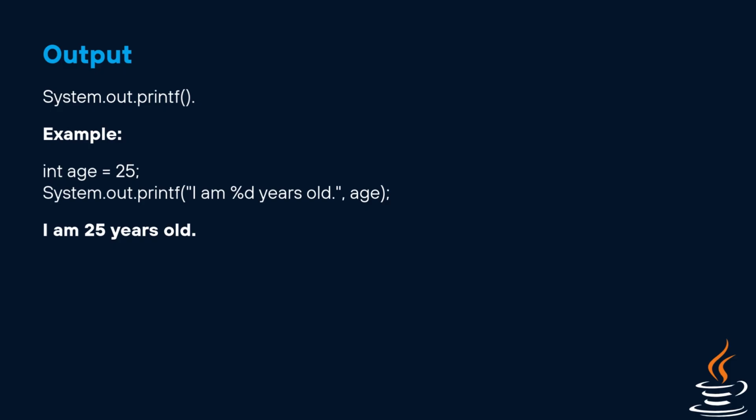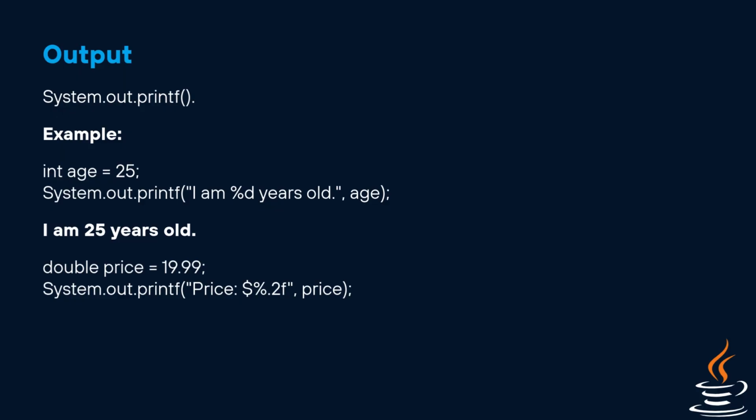You can also format decimals, like double price = 19.99; System.out.printf("Price: $%.2f", price); This prints: Price: $19.99. Now let's talk about input, getting information from the user.